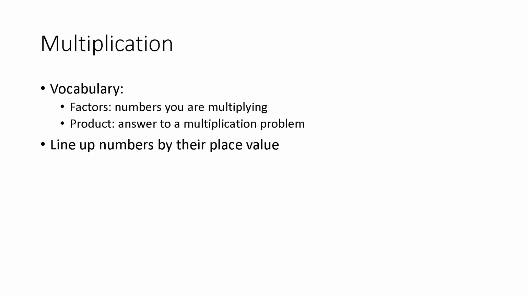You should line up your numbers by their place value for multiplication. Remember, we talked about this with addition and subtraction. That was especially important there. It's not quite as important in multiplication because if you don't line up your numbers by their place value, you will still get the right answer, but you will also probably hate yourself at the end of your problem because it will make it 10 times more complicated for you. So line up your numbers based on their place value.